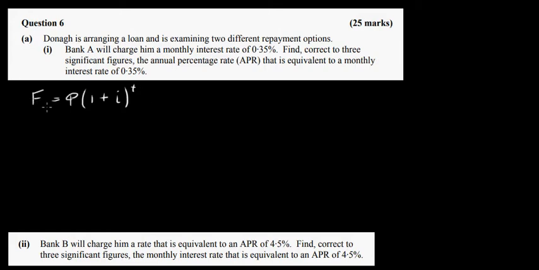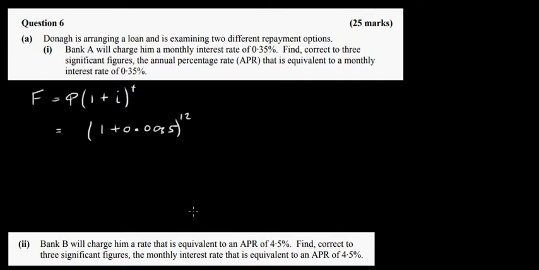Now F is going to be our final value. P is the principal, the loan amount if you like. I is the interest rate as a decimal, and T is the time period. So in this particular case, we know that the monthly interest rate is 0.35%. So 0.35% as a decimal is going to be 0.0035. You've got to divide it by 100. Our time period is going to be 12 months.